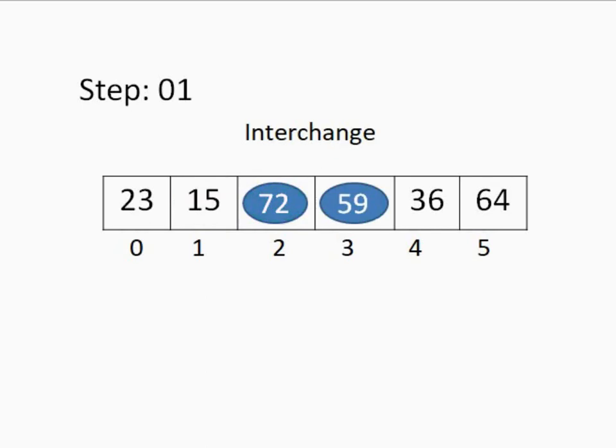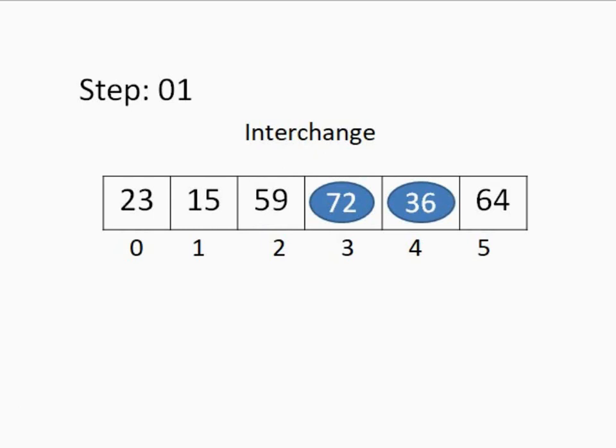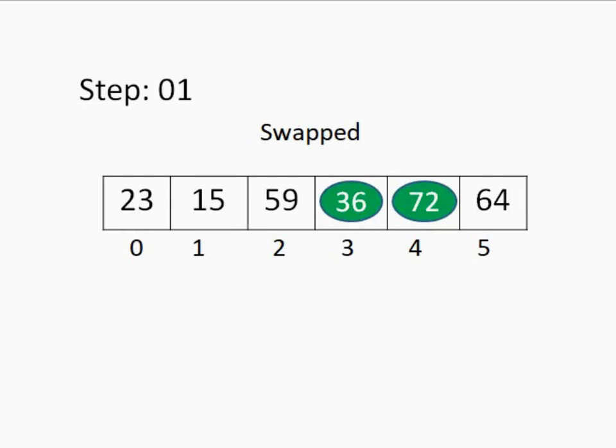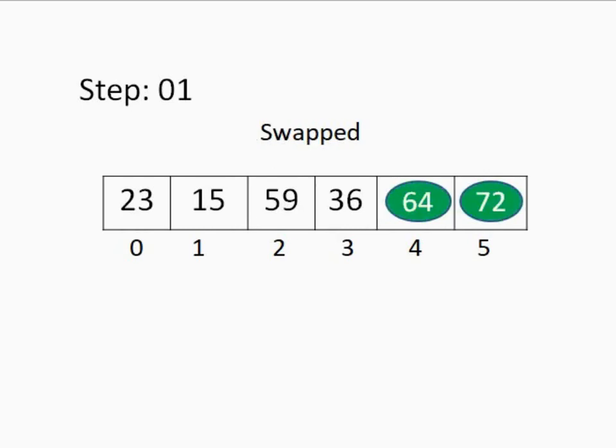Then compare A2 with A3. Since 72 is greater than 59, interchange the numbers. Then compare A3 with A4. Since the value at index 3, that is 72, is greater than the value at index 4, that is 36, interchange the numbers. Then compare A4 with A5. Again, the value at A4 is larger than the value at A5, so interchange them.